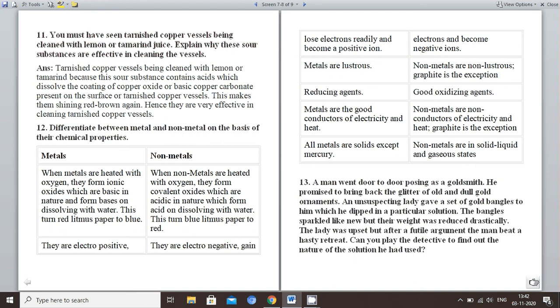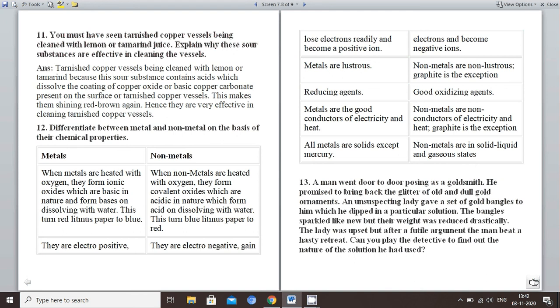Next is: differentiate between metals and non-metals on the basis of their chemical properties. First, metals form ionic bonds, non-metals form covalent bonds. Secondly, metals basically dissolve in water, but non-metals do not dissolve in water. Third, metals can turn red litmus paper to blue, and non-metals will turn blue litmus to red. Fourth, metals are electropositive in nature. Non-metals are electronegative. Okay, and they gain electrons.